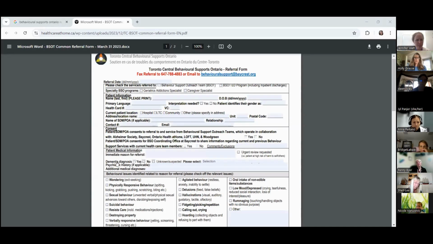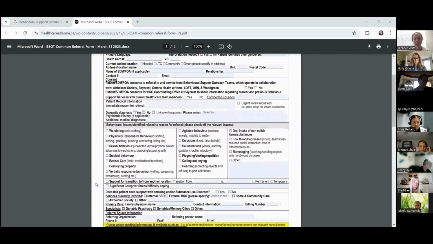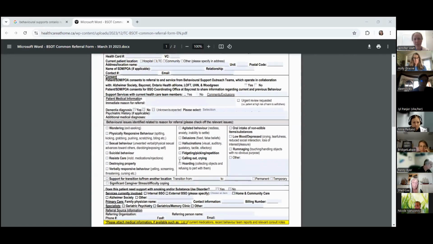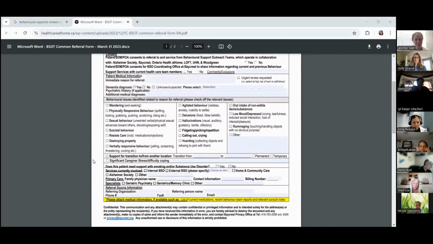And in response to somebody's question from before that I couldn't remember, they do ask for an explicit yes, no, or unknown, suspected for a dementia diagnosis, and then you have to put in the specific behaviors that you're concerned about. And actually, when I got my email back, they wanted more detail and more information about the behavior itself. And then you can, of course, include other medical information that you have as well, to be able to support the team in helping your patient.